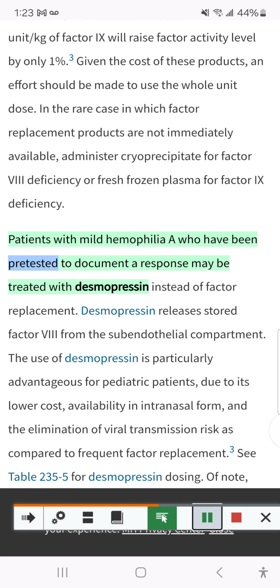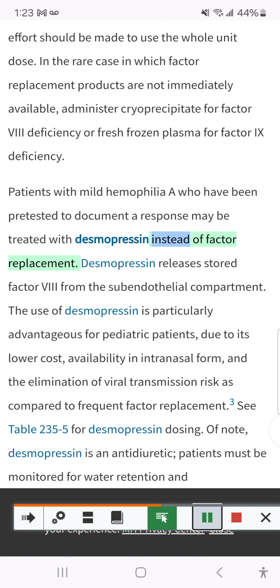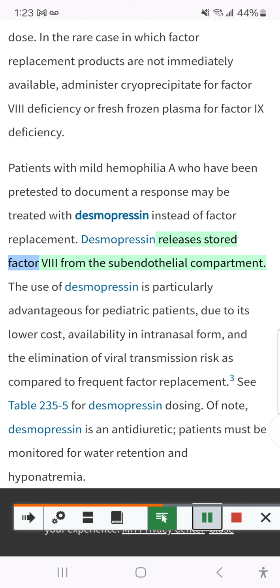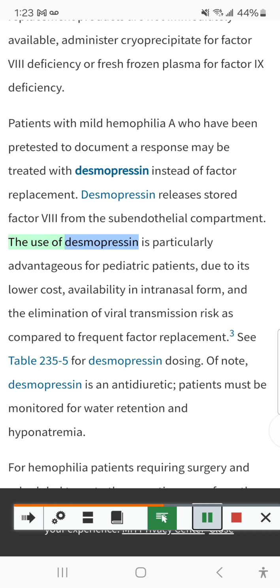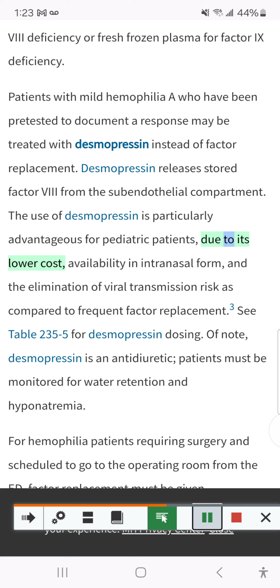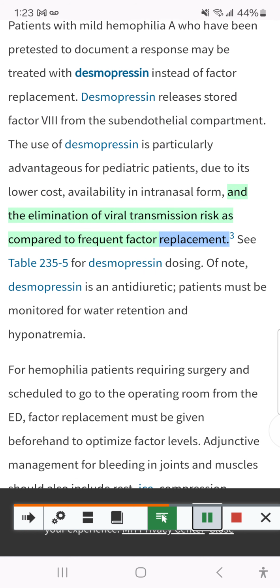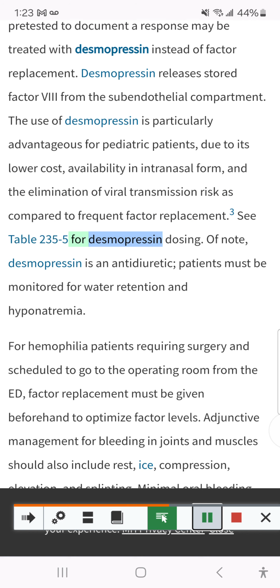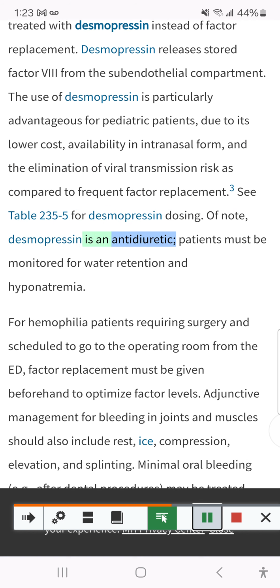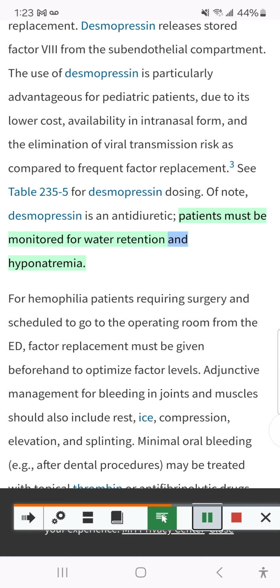Patients with mild hemophilia A who have been pre-tested to document a response may be treated with desmopressin instead of factor replacement. Desmopressin releases stored factor 8 from the subendothelial compartment. The use of desmopressin is particularly advantageous for pediatric patients due to its lower cost, availability in intranasal form, and the elimination of viral transmission risk as compared to frequent factor replacement. See Table 235-5 for desmopressin dosing. Of note, desmopressin is an antidiuretic. Patients must be monitored for water retention and hyponatremia.